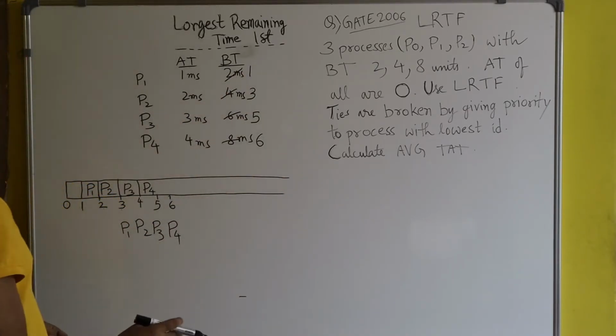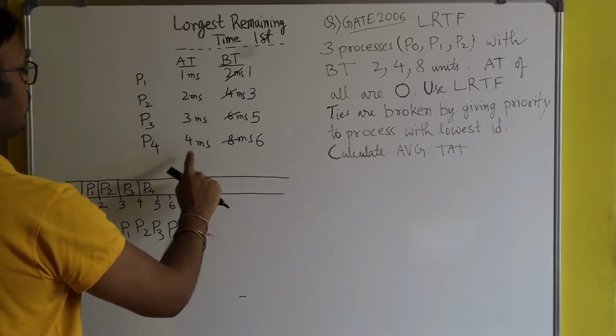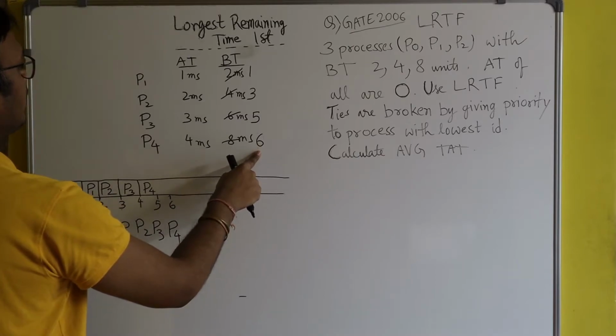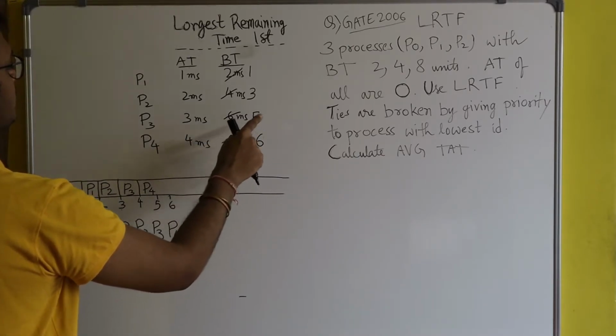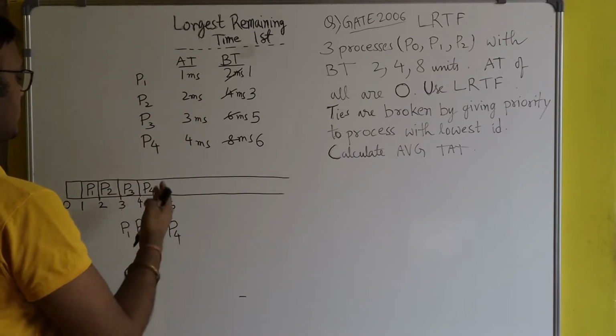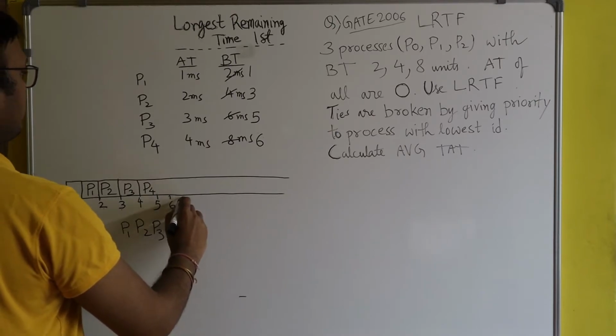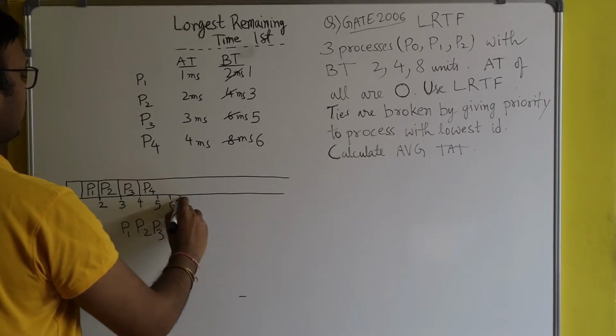So still you see process P4 has the largest burst time remaining. Process P4 has 6 milliseconds left and it is larger than the burst times remaining of process P3, P2 and P1. So still the processor will remain with process P4. Process P4 will further run for 1 millisecond from 6 to 7.